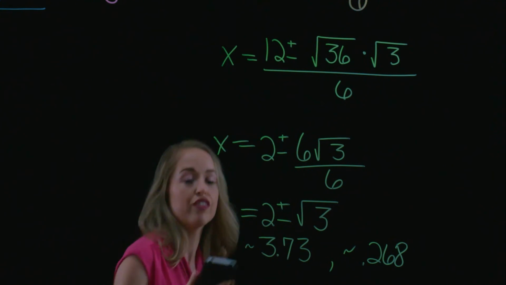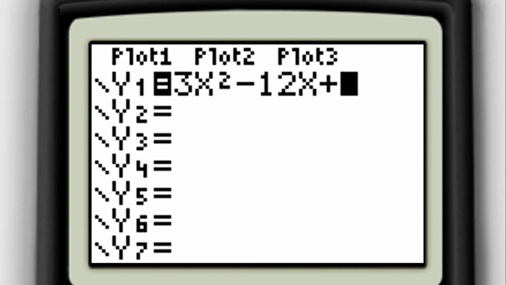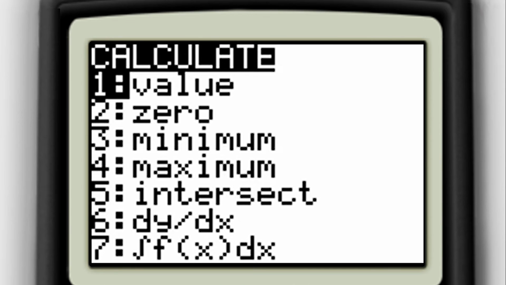Now I'm asked to graph the function. I click y equals, and I can plot in the original function. I've got 3x squared minus 12x plus 3. I can click graph, and I will see the graph magically appear for me. Now I'm asked to compare the zeros on my graphing utility with what I have found algebraically. To do this, we want to press second trace on our graphing utility.